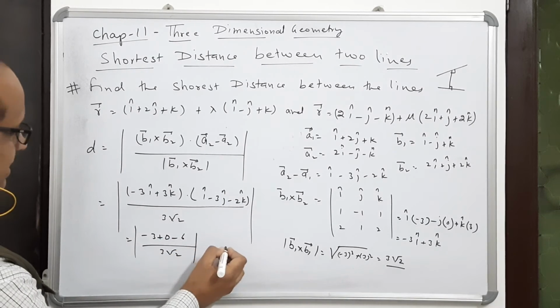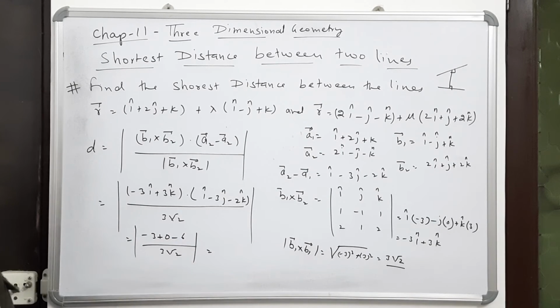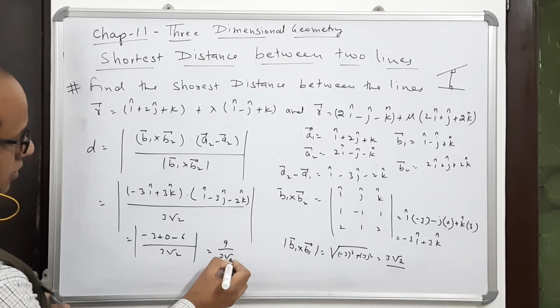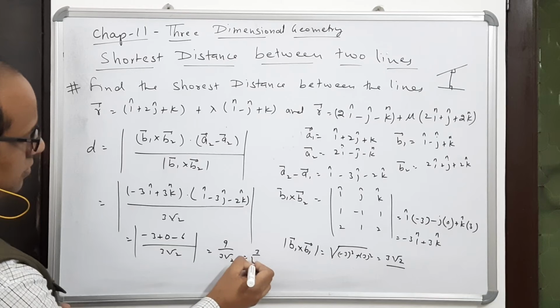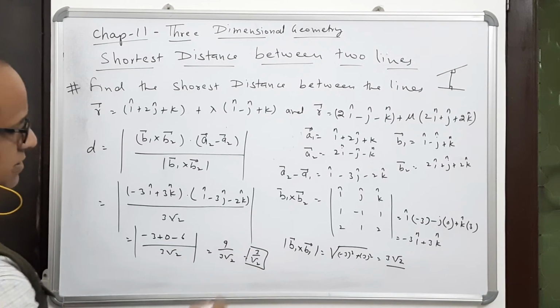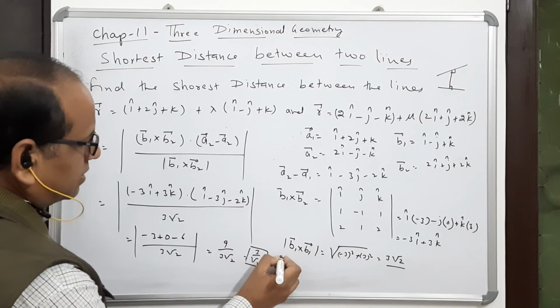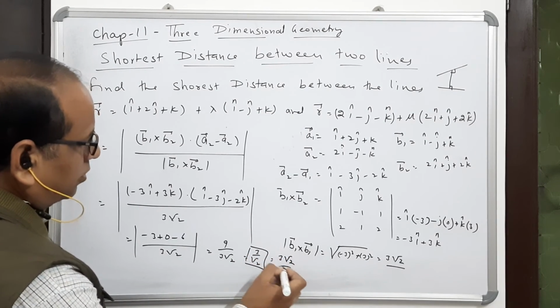So the answer is minus 3 and minus 3, minus 3 and minus 6, it is minus 9. So it is 9 upon 3 root 2 or 3 upon root 2. So that is the answer. Even you can rationalize this. If you rationalize this, the answer will be 3 root 2 upon 2.